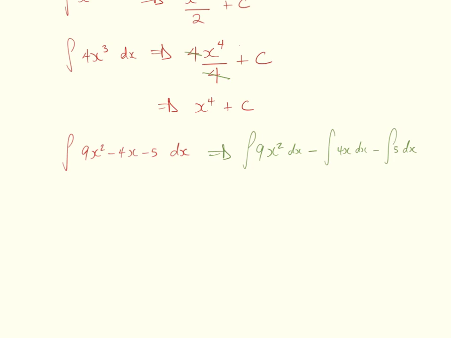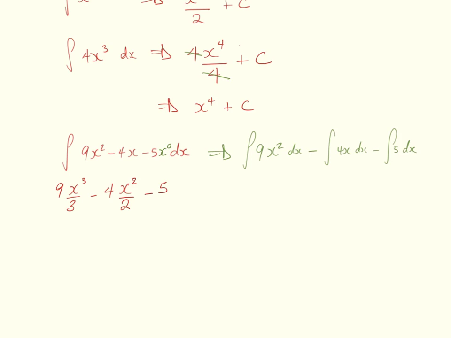So let's go. Keep that 9. So I'm just going to write the 9 down. And then I'm going to add 1 to that power. That becomes a 3, and I divide by 3. Take away, keep that 4. That x here has a power of 1, so I'll add 1 to it. It becomes 2. And divide by that new power. Minus, keep that 5. Now, here's the tricky bit. You might be asking yourself, well, where is the x? There is no x, so what do we do? Well, there is an x. The x is there. It is x to the power 0.